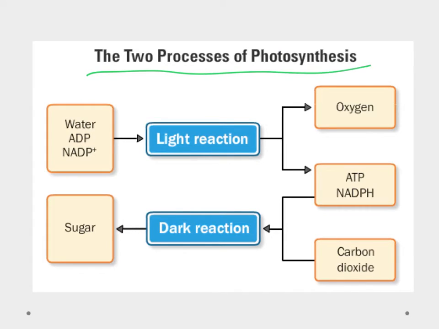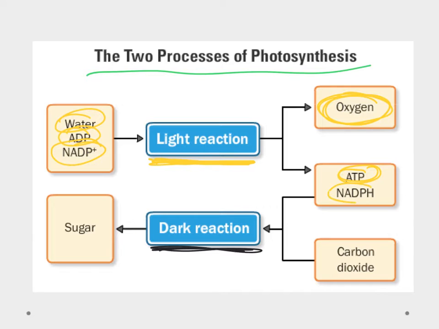There are two processes of photosynthesis. The first one we're going to talk about is the light reaction, and that's what the rest of this video will be about. In the next video we'll talk about the dark reaction. The light reaction starts off with water, ADP, and NADP+, and it forms oxygen, which is released and is what we use to breathe. It also makes some ATP and some NADPH, and both the ATP and NADPH are going to be used later for the dark reaction.